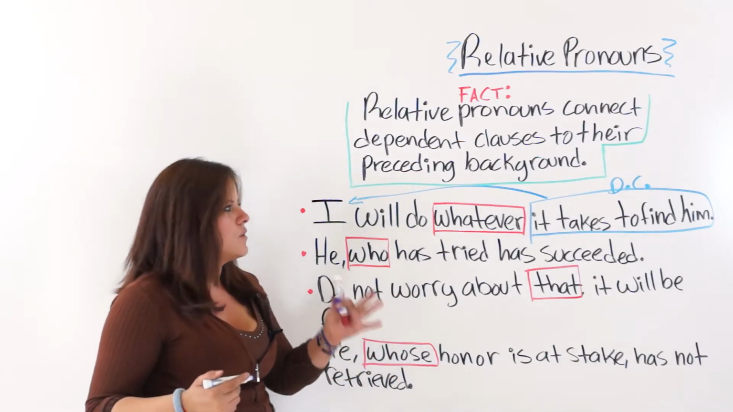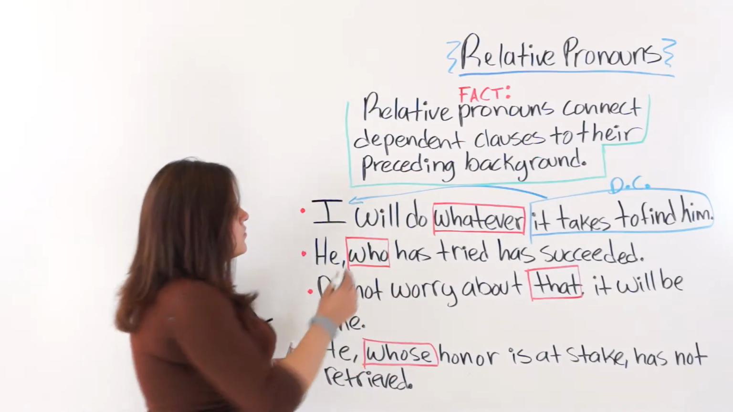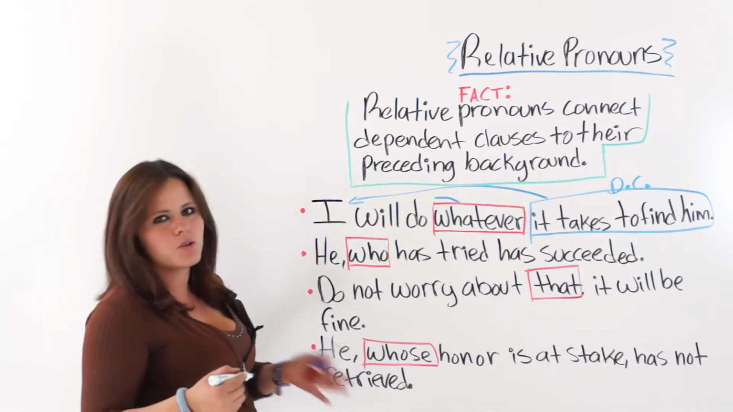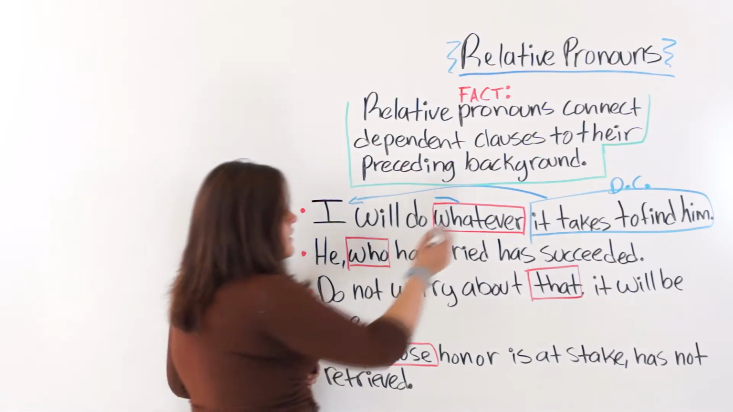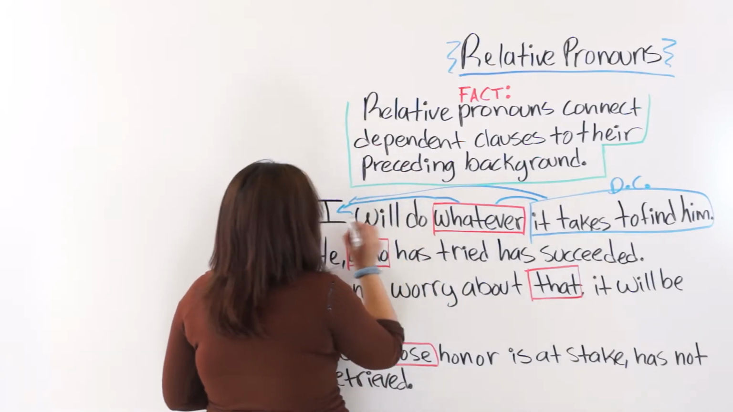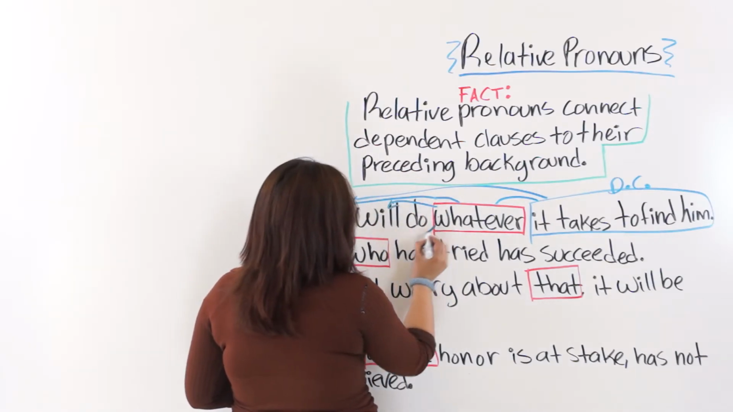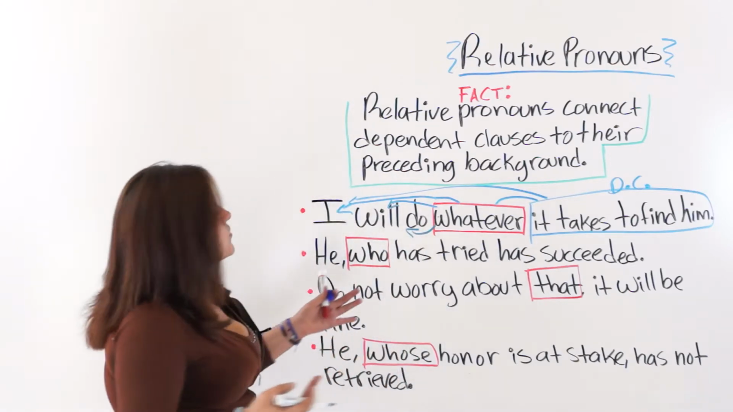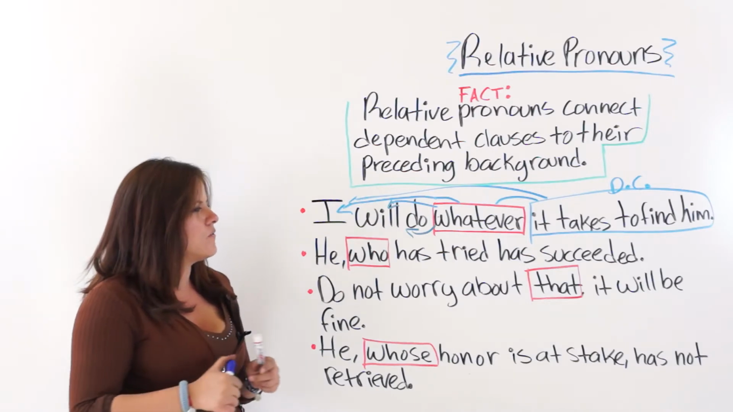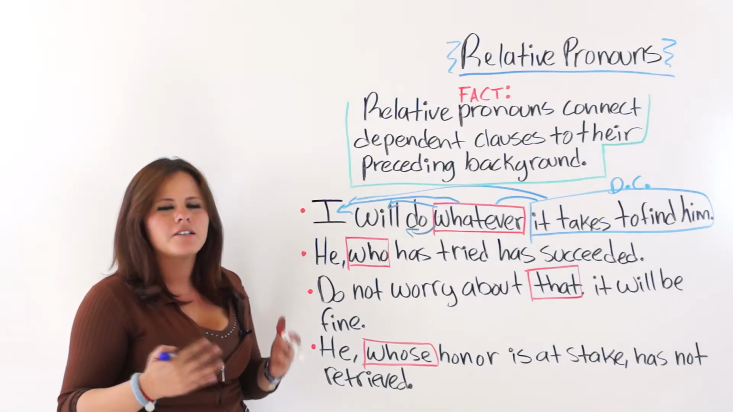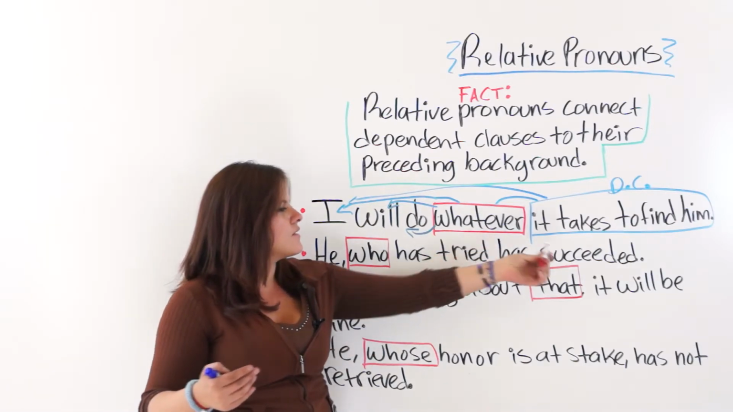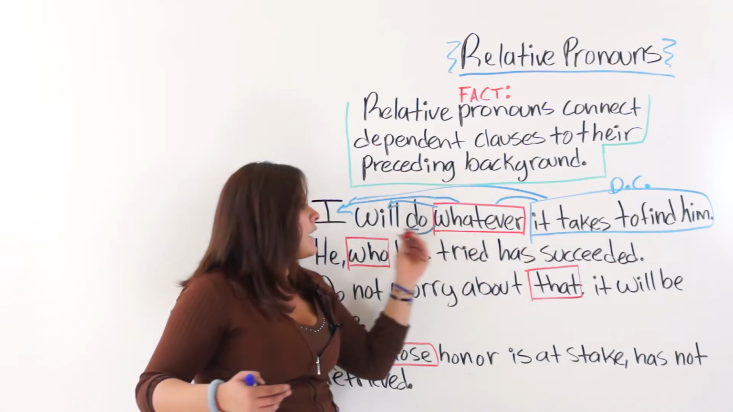By itself, it would not make any sense. So the function of this here, of whatever, which is a relative pronoun, is to connect this here to all of this. So it makes sense. What if you didn't have that there? I will do it takes to find him. It would not make sense at all. That is why we need a relative pronoun here to connect the dependent clause to its background.